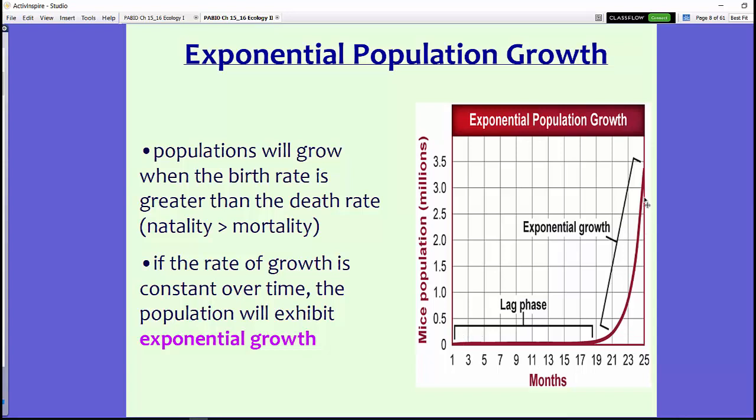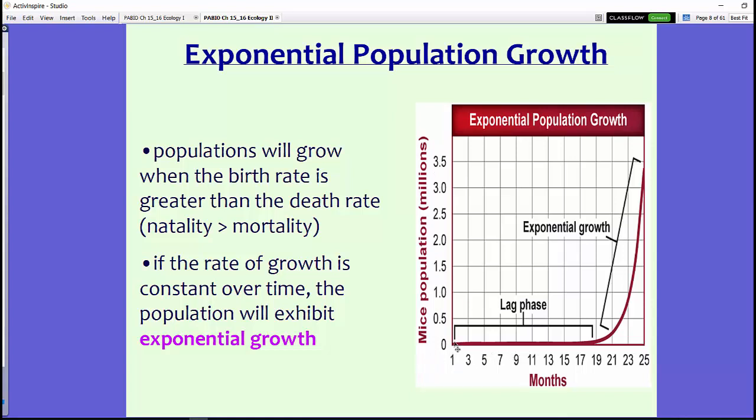Now, in this particular graph, you see this J-shaped curve. And what happens is we have this grow, grow, grow, and boom, it just sort of exponentially grows, meaning that perhaps every day or every other day, we see a doubling of the population. So here we have the number of months on the bottom, representing from 1 month to 25 months. So that's basically 2 years. And we have the mice population on the side, and this is all about millions of mice.